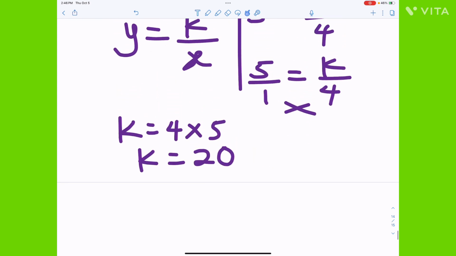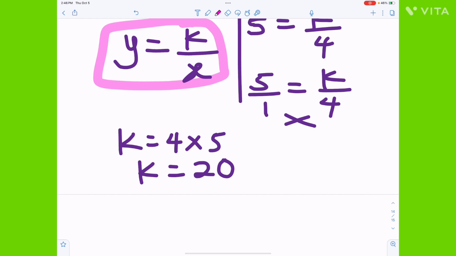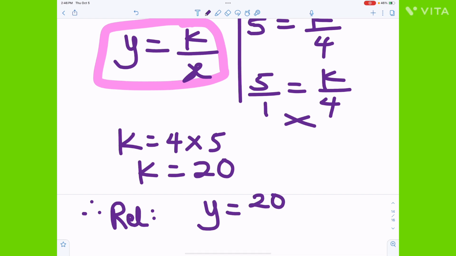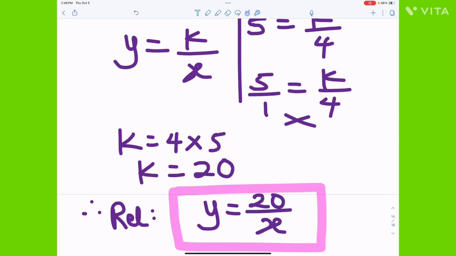Now, that's just my constant of proportionality, which helps me get my relationship. My relationship is y is k over x when I don't know the value of k. But now that I know the value of k, I can write my relationship in full and say y is equal to 20 over x. So instead of writing k, I fill in the value of my k.